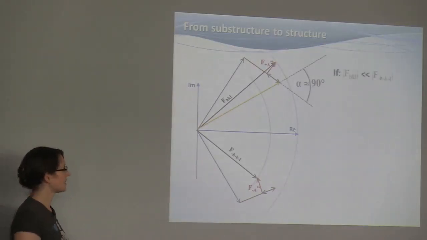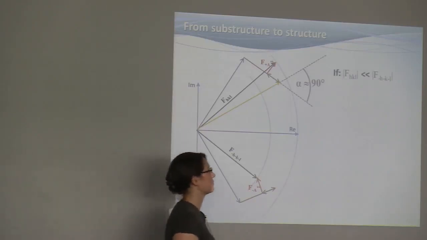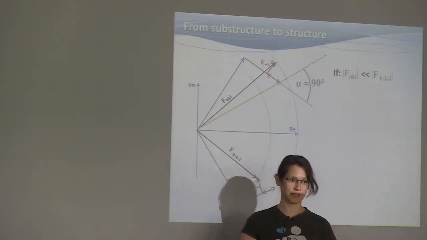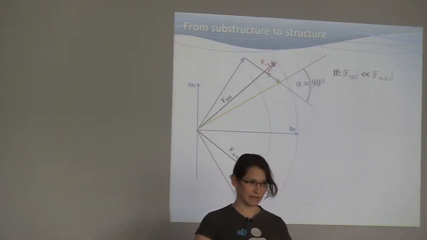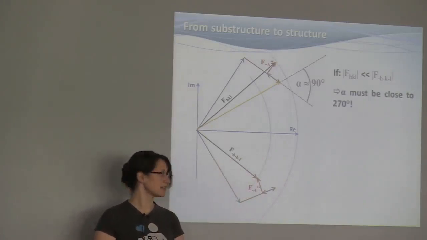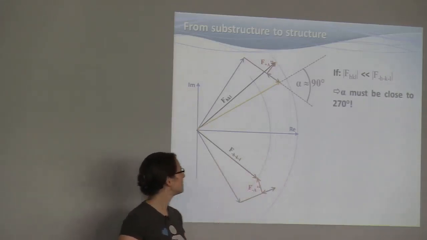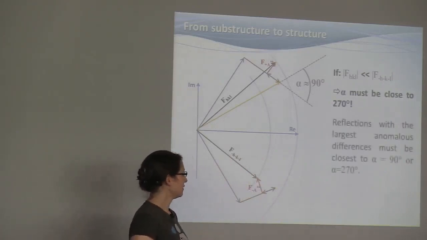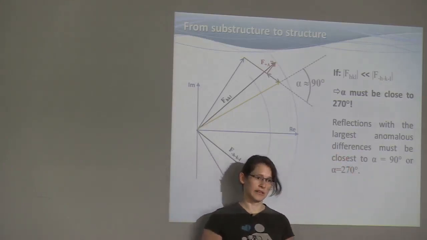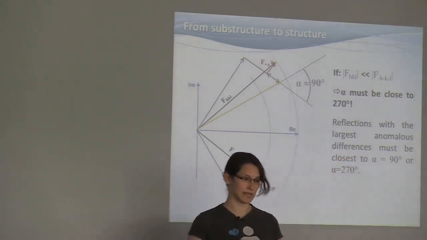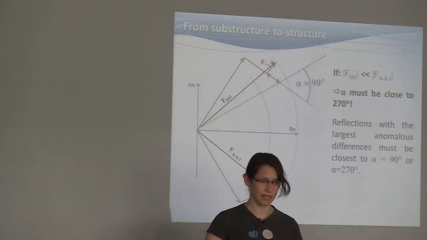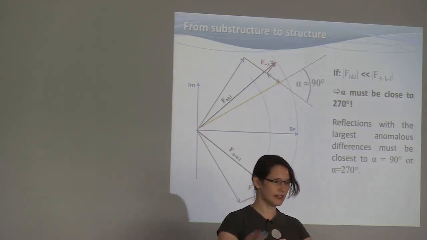Then there's, of course, the other one, which I'm not drawing because it's very similar, and that is when F minus H minus K minus L is much larger than FHKL. Hence, alpha must be close to 270 degrees. So we know that the reflections with the largest anomalous differences must be alpha equals 90 degrees or alpha equals 270 degrees. As you can see, this estimation is incredibly rough, right?